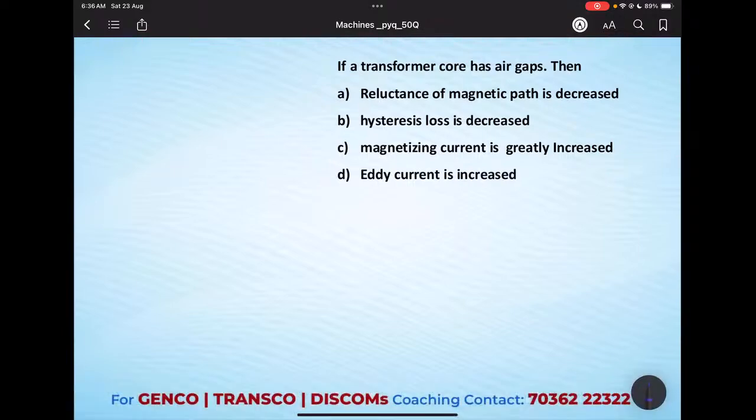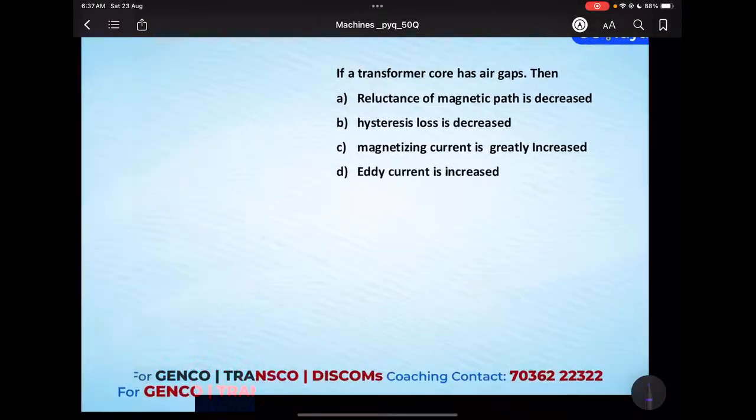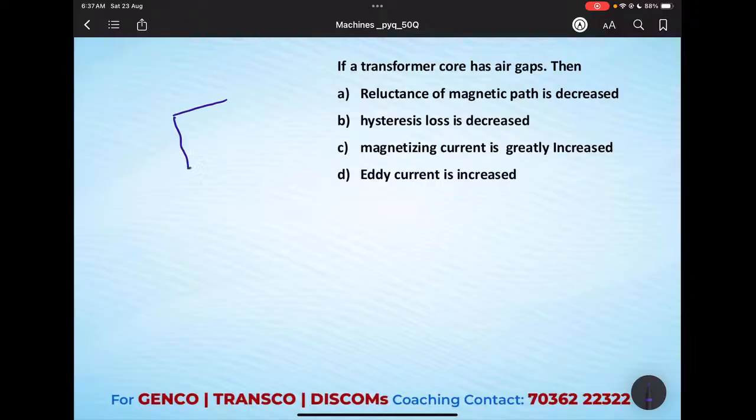The next question is: if a transformer core has air gaps, then. We might already have studied this in the construction of a transformer. The transformer core is a laminated core, and it is going to be staggered at both ends.